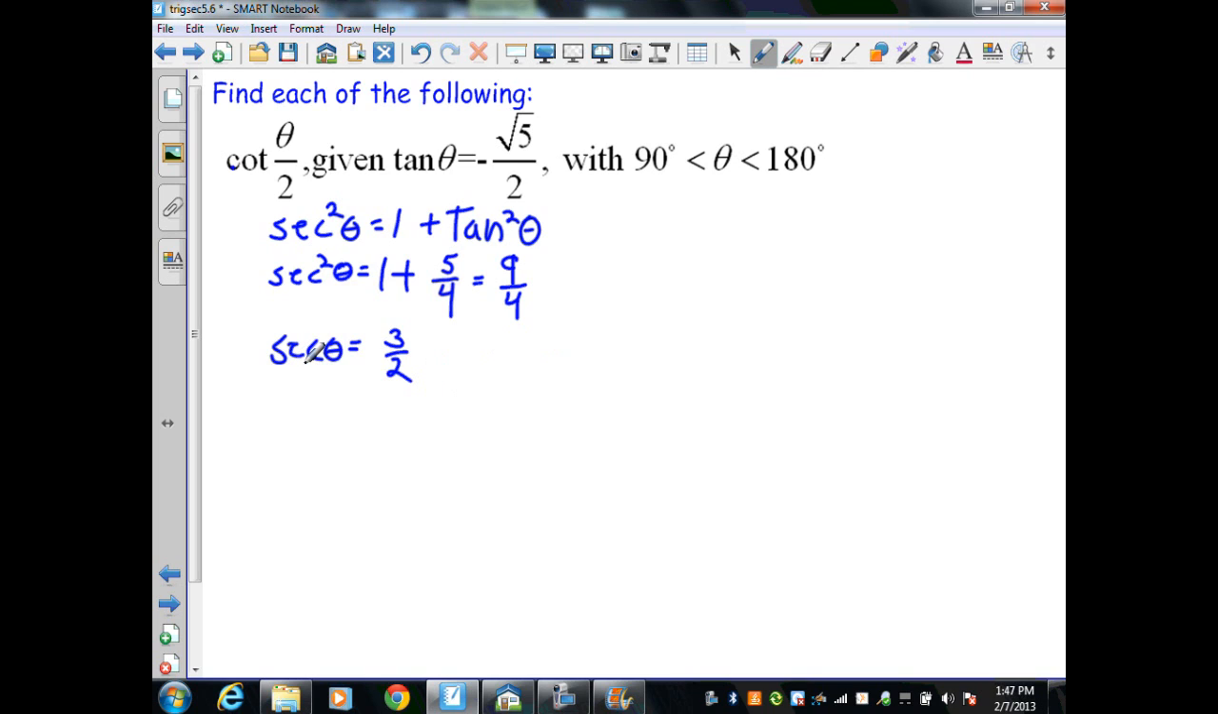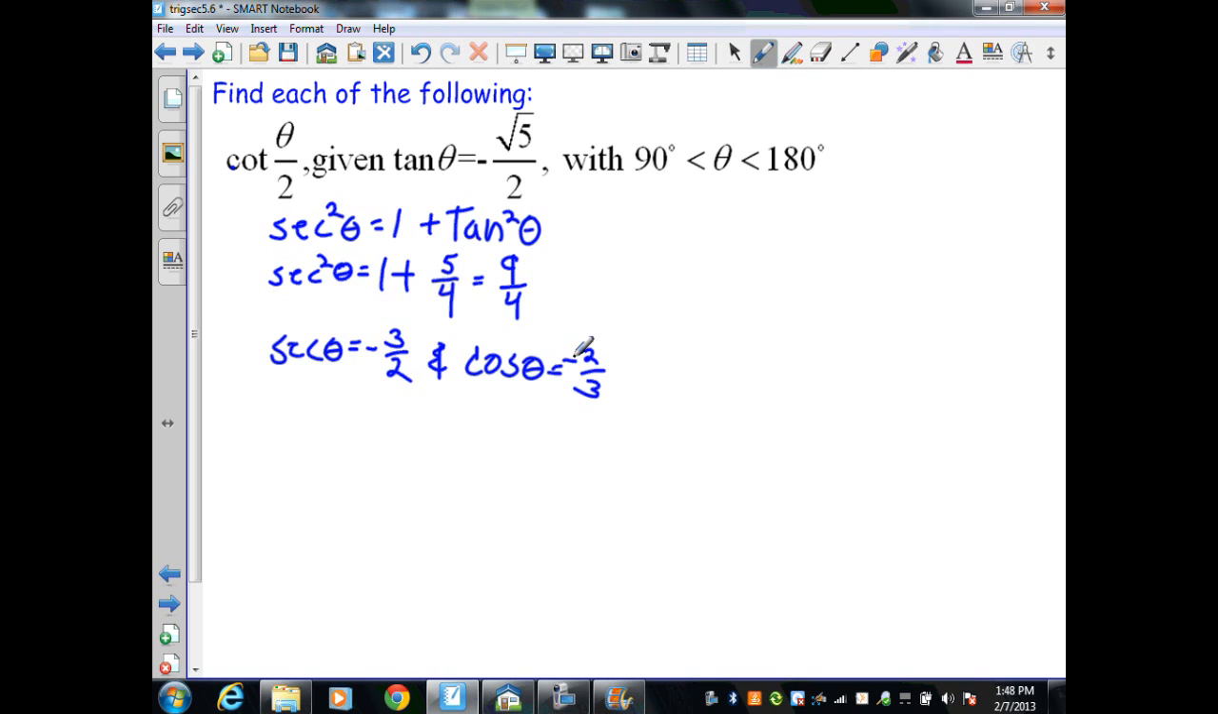And I know that secant in quadrant 2 is negative. And that tells me that the reciprocal of secant is cosine, so cosine theta is just the reciprocal, which is going to be 2/3. But I also know that that's in quadrant 2 and cosine is negative.